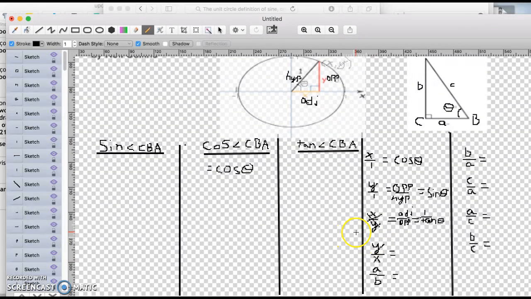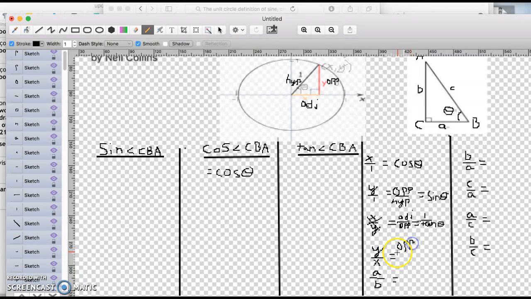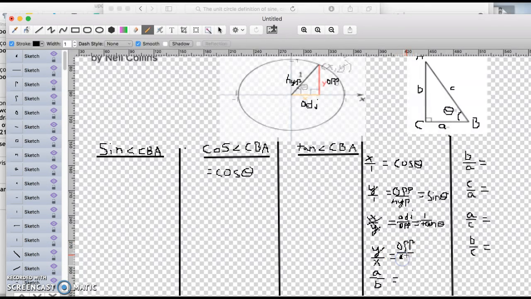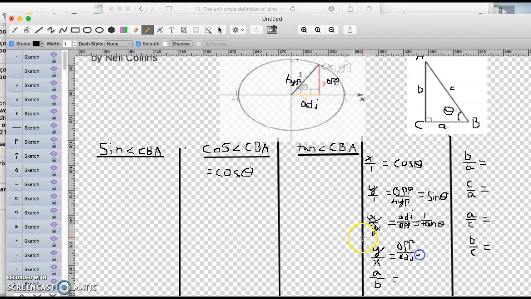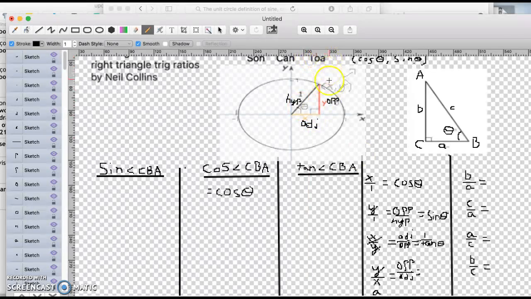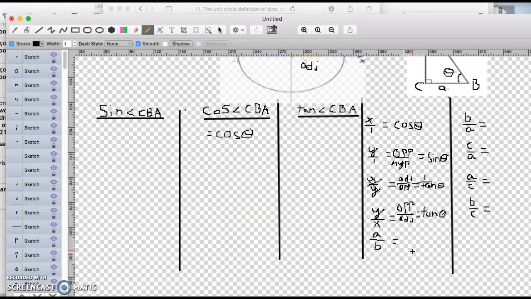Now we're going to go ahead and try y over x. Y over x, opposite over adjacent, is going to be tangent, right? In SOHCAHTOA, we have opposite over adjacent, which is tangent. So that is going to give us the tangent of theta. Perfect. Okay. Now we're going to go ahead and try A over B.